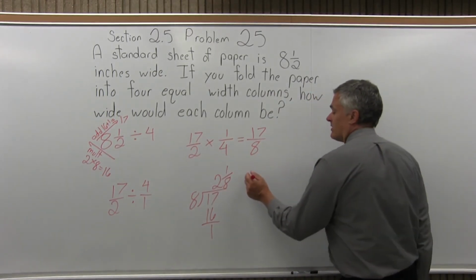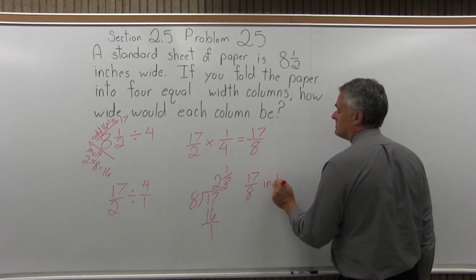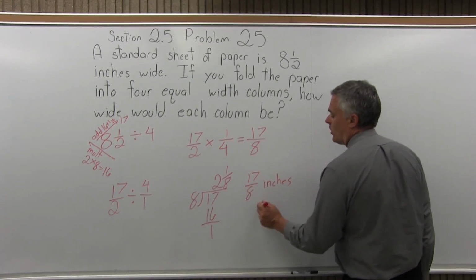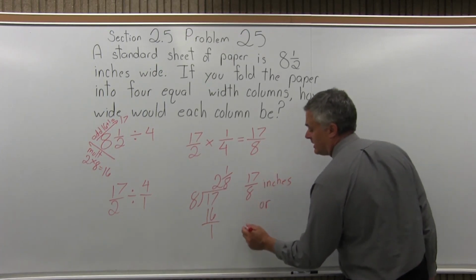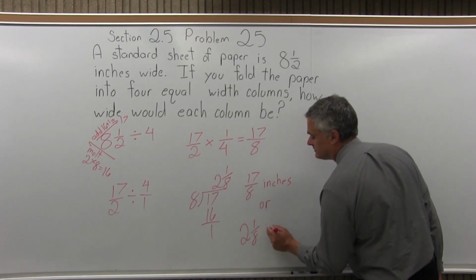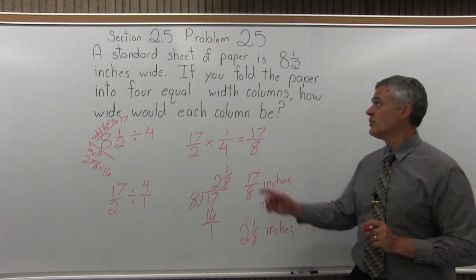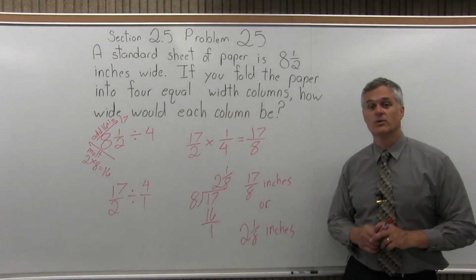So I could state the answer is 17 over 8 inches, or an equivalent answer would be 2 1/8 inches. That's how wide each column would be if you fold a standard sheet of paper into 4 equal width columns.